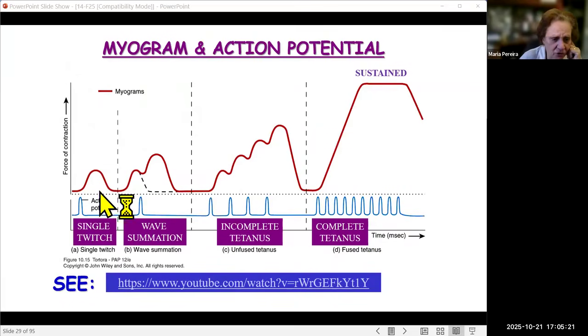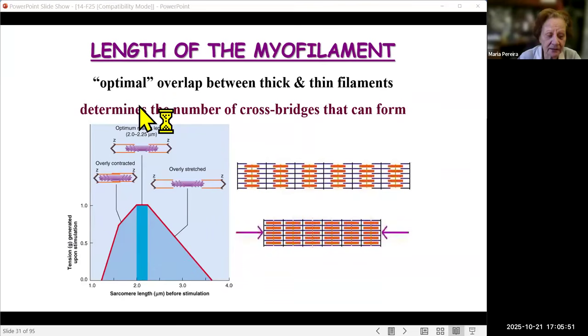And here you see another version of this, where you go from a single twitch to wave summation, and then incomplete tetanus. You see that the relaxation here is lower than here. So you increase until a certain level, and then in complete tetanus there's no relaxation, because the stimuli are applied so close to each other. Okay, so that's the dependence of the tension on the frequency of stimulation.